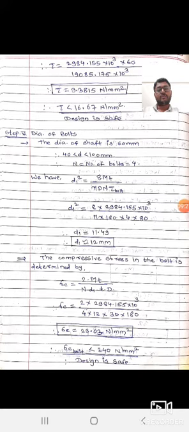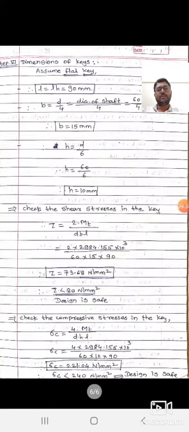Next, the compressive stress in the bolt is determined by compressive stress equal to 2 into Mt upon n small d1 t into capital D. So we can get the answer, compressive stress sigma c equal to 23.03 Newton per mm square, and we have already calculated the value of compressive stress, that is 240 Newton per mm square, means this 23.03 is less than 240 Newton per mm square, means our design is safe.